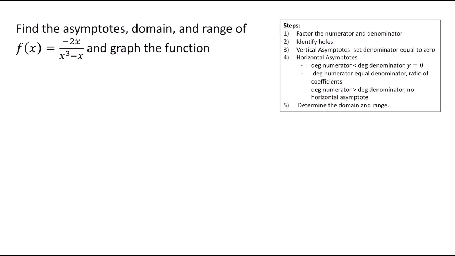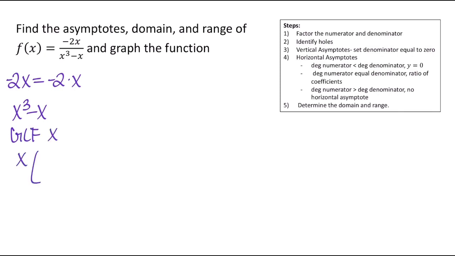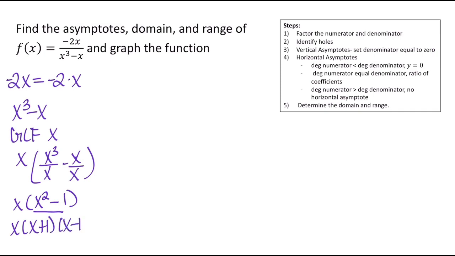Now let's find the asymptotes and the domain and range of negative 2x over x cubed minus x. We always start off by factoring. The numerator, negative 2x, I'm just going to write as negative 2 times x. In the x cubed minus x, notice that there's a GCF of x. I'm going to factor out the x and divide it out of both terms. So I get x times x cubed over x, which is x squared, minus x over x, which is 1. X squared minus 1 is a difference of 2 squares, so I can write that as x times x plus 1 times x minus 1.